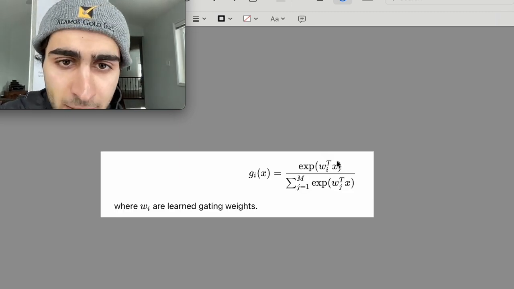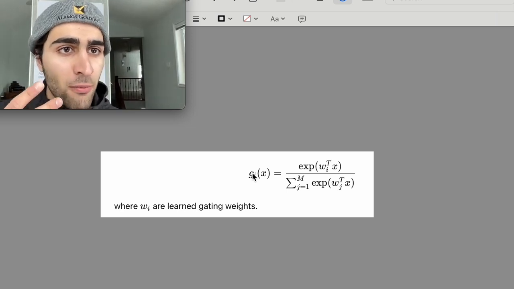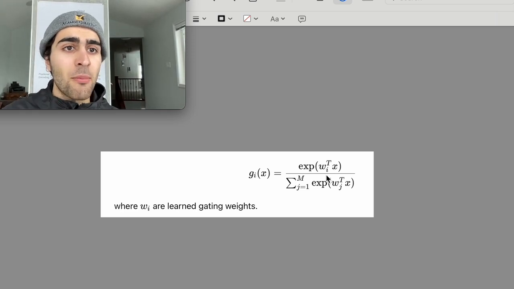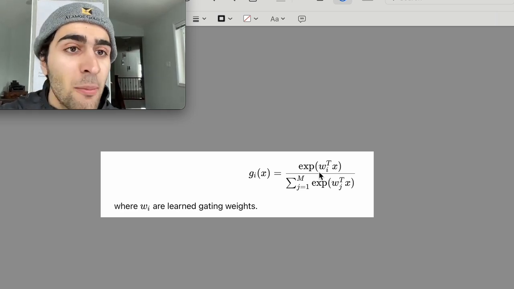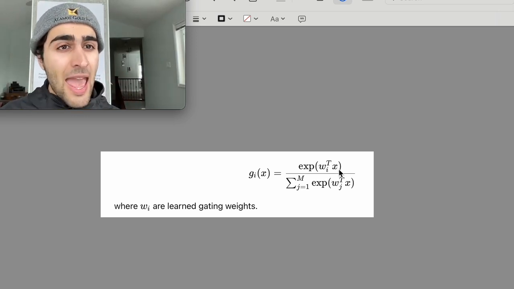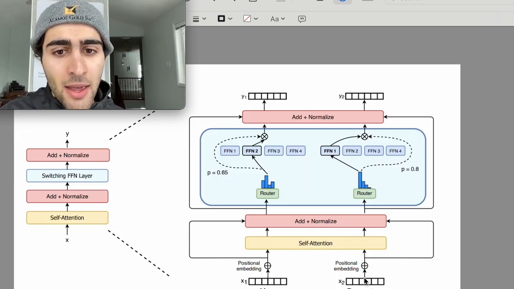So what you can see here is that it's a softmax function. So the value for g of i is the exponential of this linear combination of w and x. And this is extremely important to note. What is x? x is the token itself. So if I come back here, just remember that more is x1 and parameters is x2.